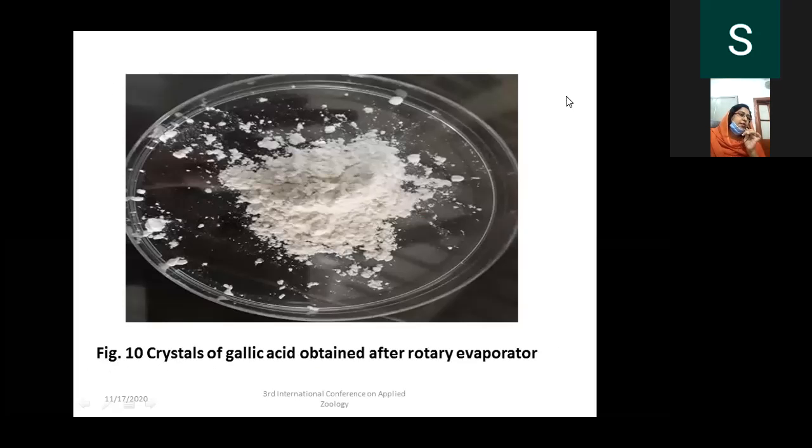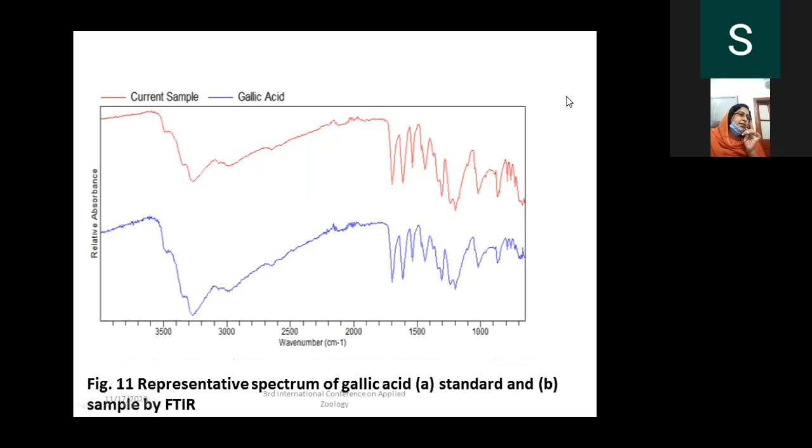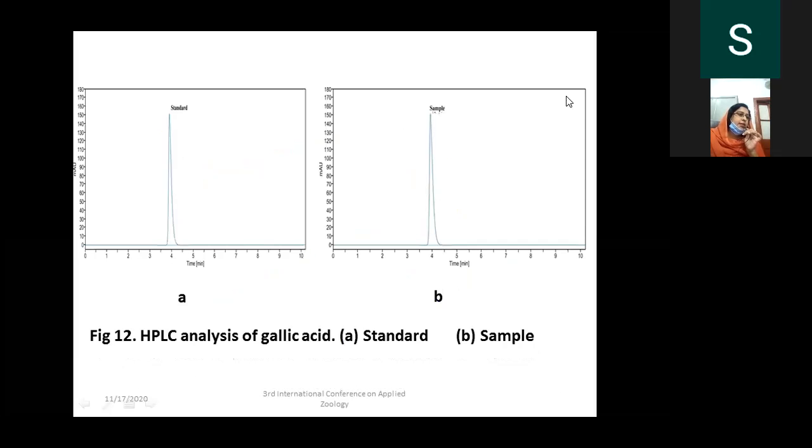This diagram shows the crystals of gallic acid obtained after the rotary evaporator that was extracted by the Soxhlet apparatus. Then this shows the FTIR spectrum of gallic acid. You can see that the product that is formed is similar to that of the standard, that is the gallic acid. Then the HPLC analysis shows that it is 98% pure in comparison to that of the standard.